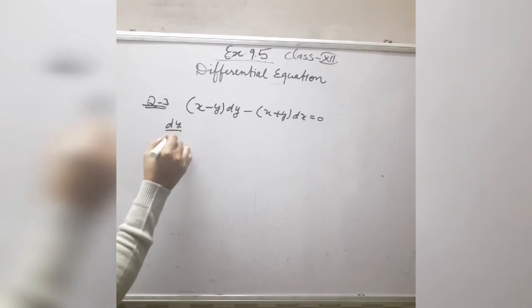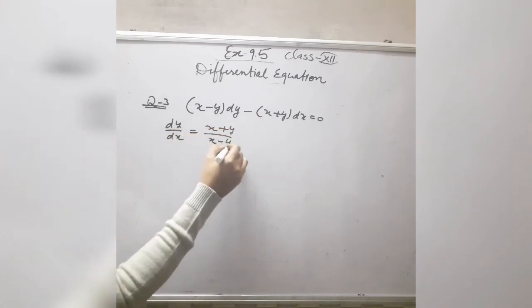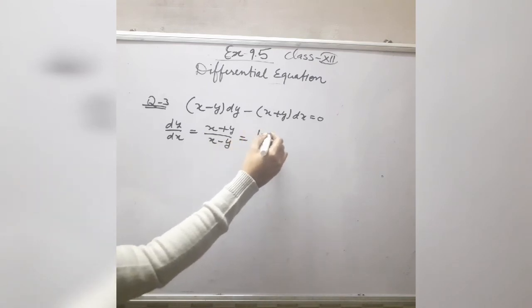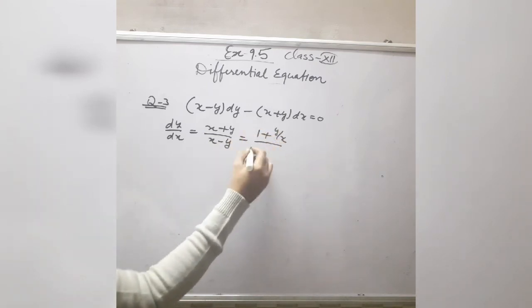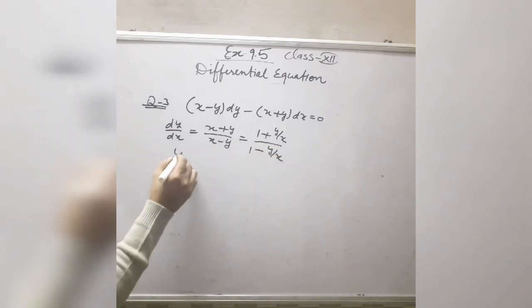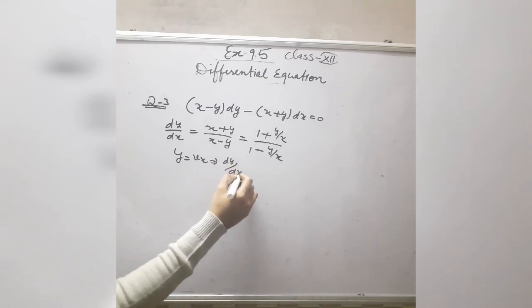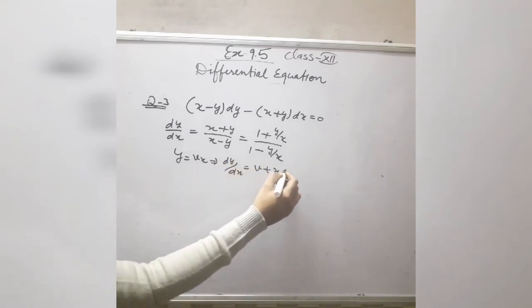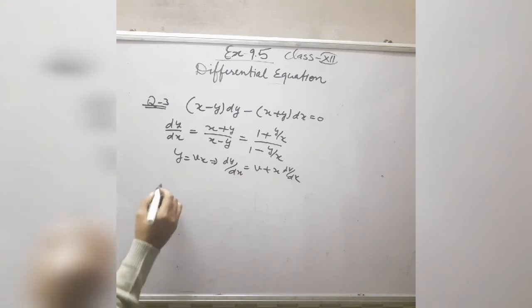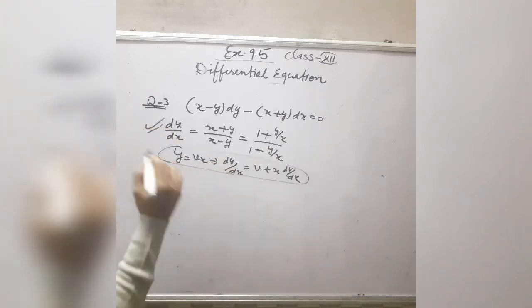So this can be written as dy by dx is equal to x plus y divided by x minus y, or taking x common it can be written as (x plus y) by x over (1 minus y by x). So again, same substitution: you will put y is equal to vx, then it gives you dy by dx is equal to v plus x into dv by dx. So it can be written as this differential equation using these values.